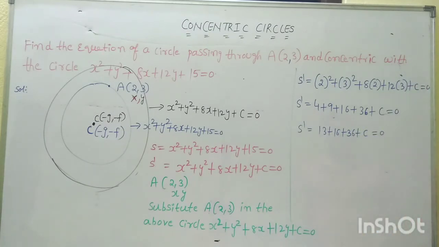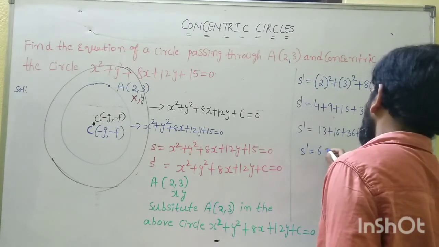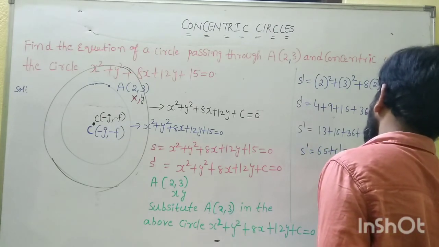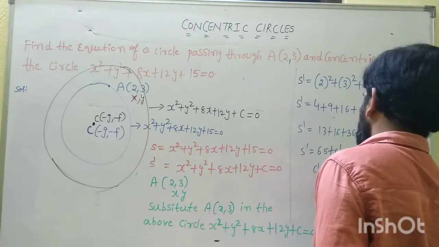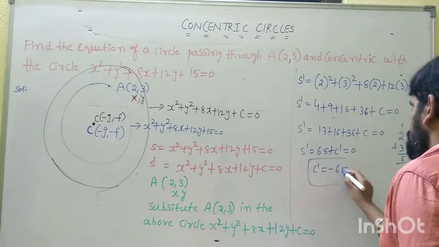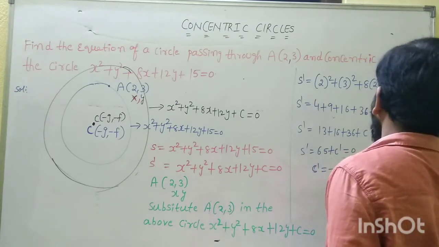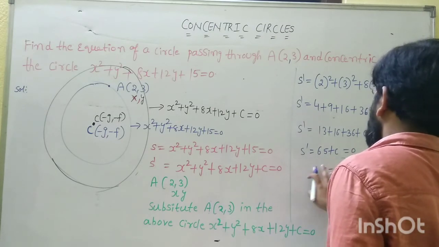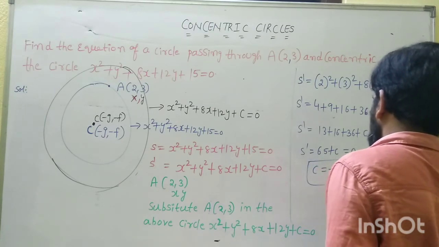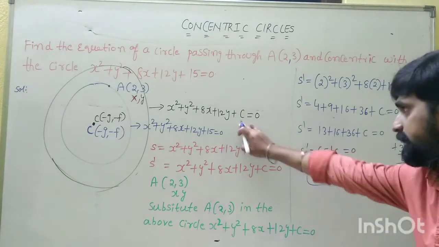Then 13 plus 16 is 29, plus 36 is 65. So S dash equals 65 plus c equals 0. Then c equals minus 65. 65, not 5. Okay? Now the constant c equals minus 65. You got this c value.